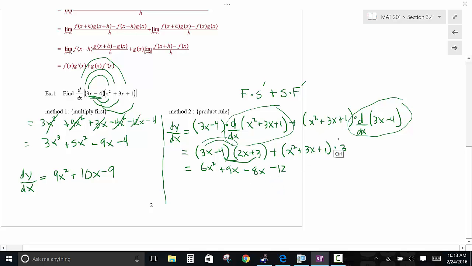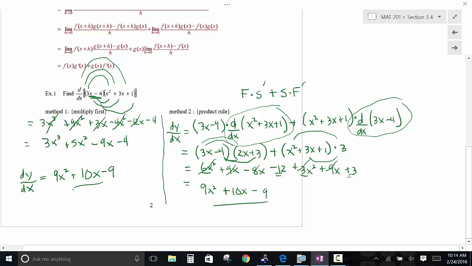Then we're going to multiply everything by 3. We got to do a distributive property here. So that's plus 3x squared, plus 9x, and plus 3. Let's see what kind of like terms we have. It looks like we have 6 plus 3 is going to be 9x squared. It looks like we have 9 minus 8 is 1. 1 plus 9 is 10, so that's matching up. And we got negative 12 plus 3 is going to be minus 9. Look at that, we got the same answer.